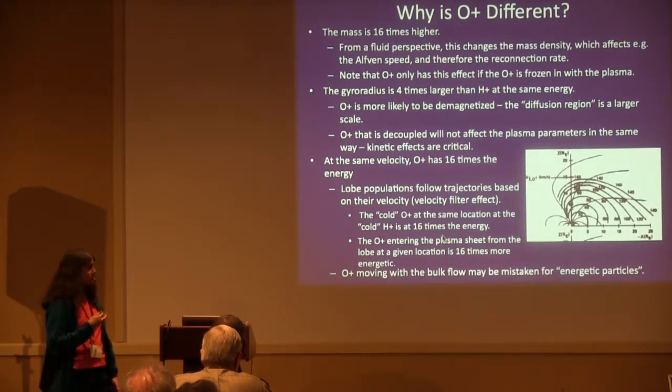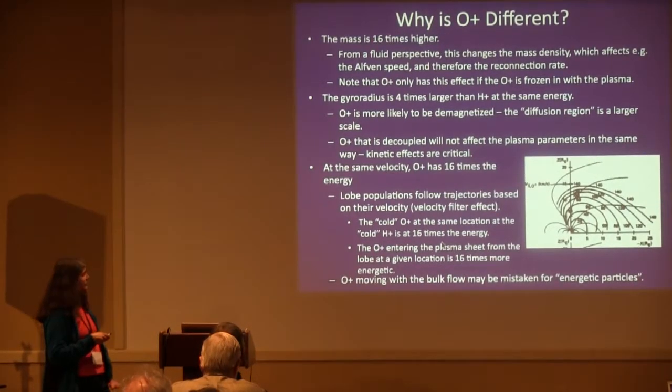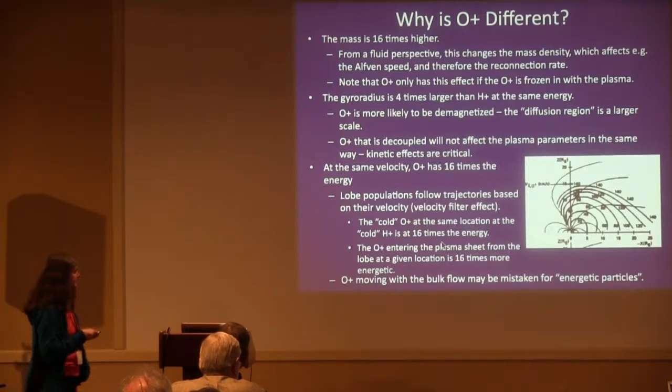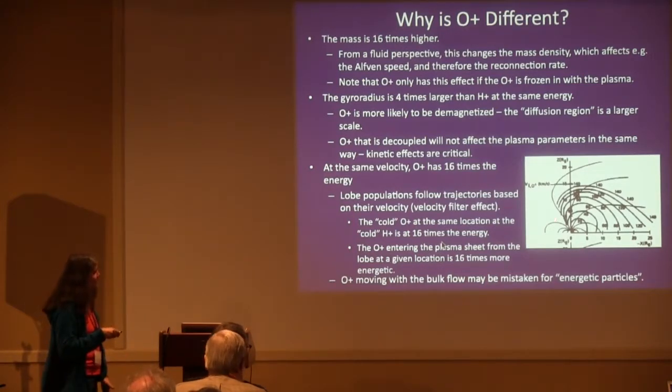And then third, when you're looking at plasma flowing at the same velocity, oxygen has 16 times the energy. And so that has a number of implications. For example, this morning, Stein Haaland talked about those cold populations in the lobe. The trajectories of the ions that move into the lobe are affected by what's called the velocity filter effect, where their parallel motions go as the velocity, but they all convect perpendicular together. That results in trajectories that get separated by their velocity. So all ions with the same velocity follow the same trajectory.